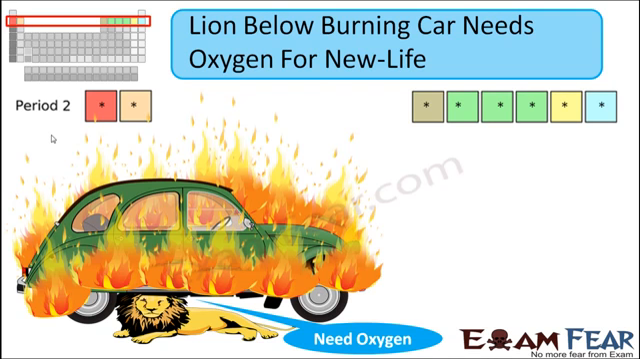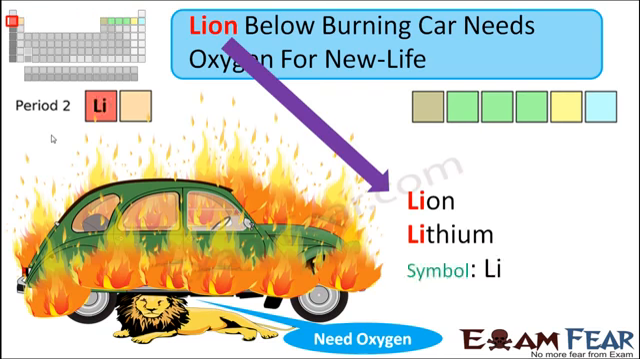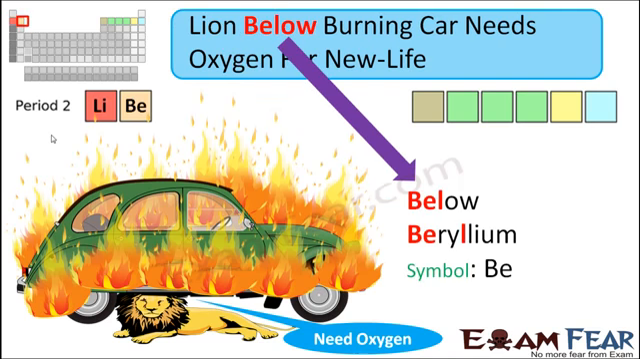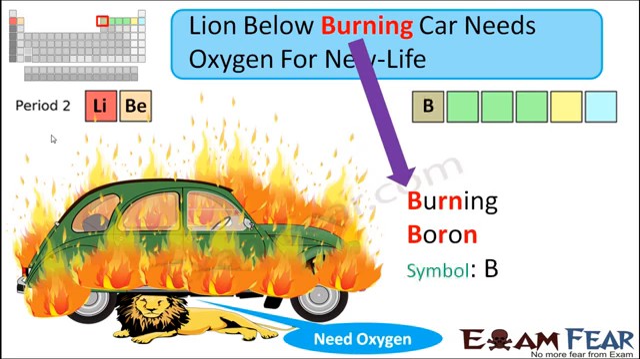So what does this remind us of? Lion reminds of lithium. Li in lion, Li in lithium. So lion reminds of lithium. Below reminds of beryllium, so Be. So below is beryllium. Burning reminds of boron. So burn, boron. So burning is boron.